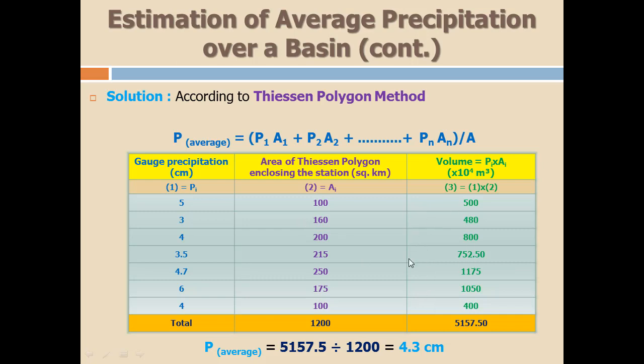So all these values are multiplied, and in the third column we have got these values. So sum of all these area values, we will get the total area of the catchment, which is 1200 square kilometer. And summing up all these values, we will get the summation of Pi into Ai, which is 5157.50. So just put the values of summation of Pi into Ai and summation of Ai. Putting these values, we will get this one, and the answer of this example is 4.3 centimeter.